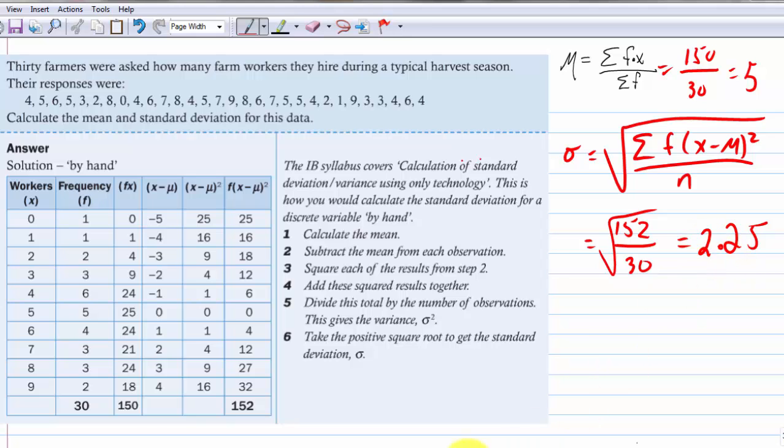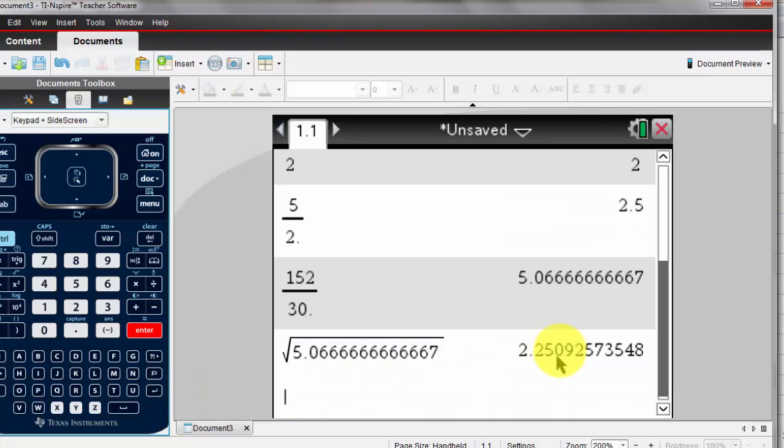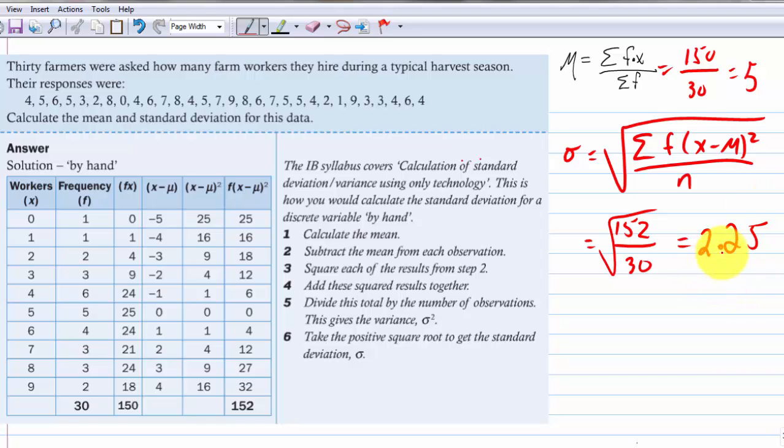Now you're going to hear me say this a lot during this course. For IB, all decimals must be given and approximated to 3 significant digits, no more, no less. So if you're going to approximate an answer, you should be giving 3 significant digits. Okay, so we did this by hand now. We got 2.25 as our standard deviation. We've got 5 as the mean. So what this means is, on average, a farmer will hire 5 workers, and the data that we collected is on average spread out by, it differs from the mean by 2.25.